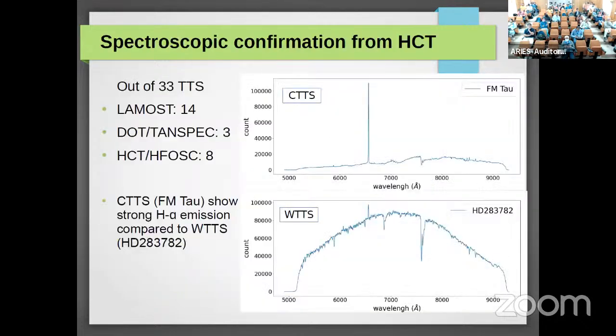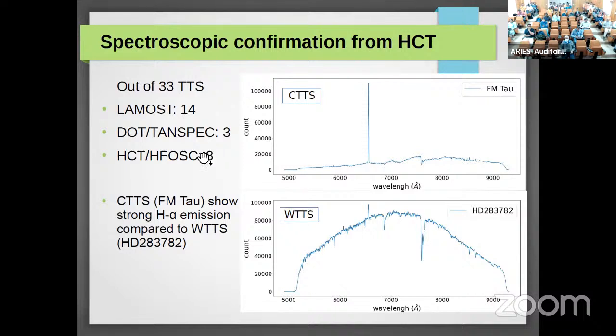Now once you have these T Tauri star candidates, from the CMD it is very difficult to separate which are classical and which are weak-line T Tauri stars. So we made a follow-up spectroscopy study for all these newly identified candidates, along with the previously known ones. We first went to the archive and found 14 from LAMOST. Then we recently observed 3 newly identified candidates with a telescope, and from HCT we found 8.